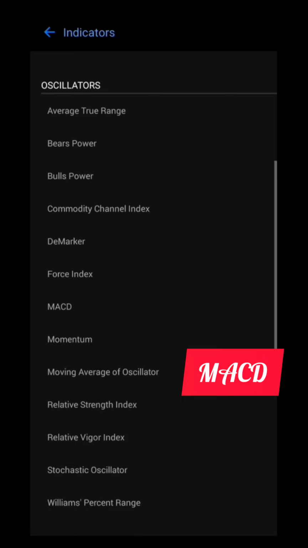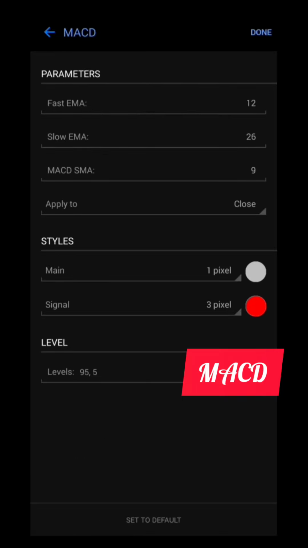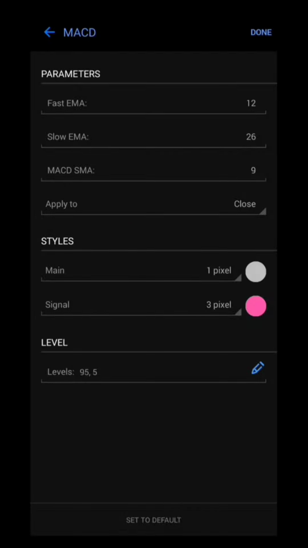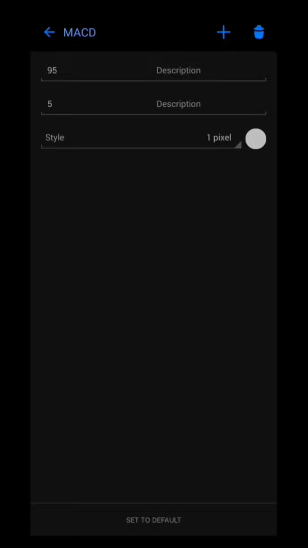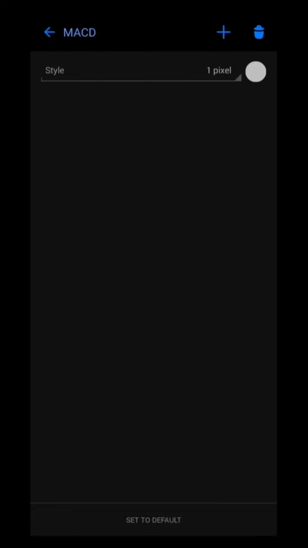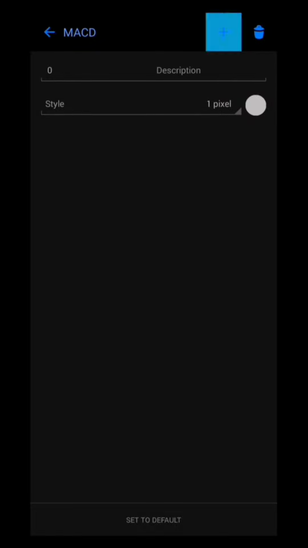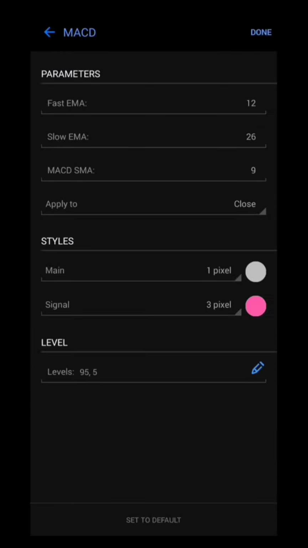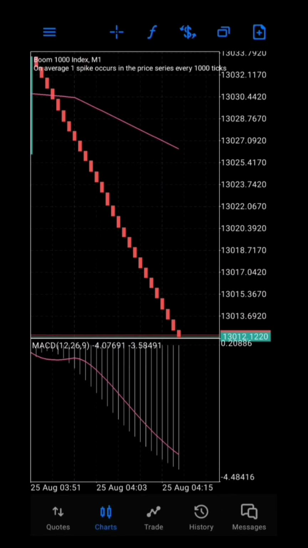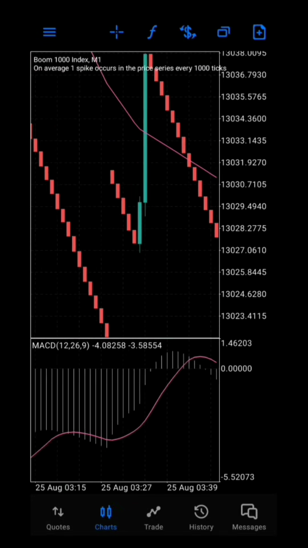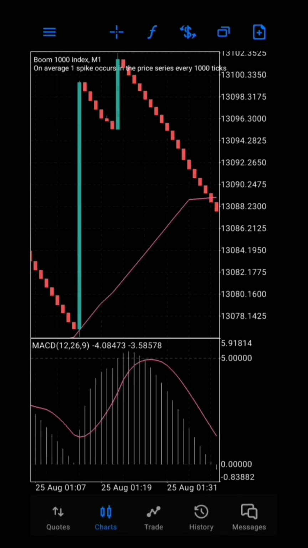You add your MACD. You change this to pink, and you add your levels. Actually, it's going to be this way. All you have to do is click on the plus sign, and then you add 95, and then you add 5. You go back, and then you click on done. And you're going to have this. This is what you're going to have on your chart.